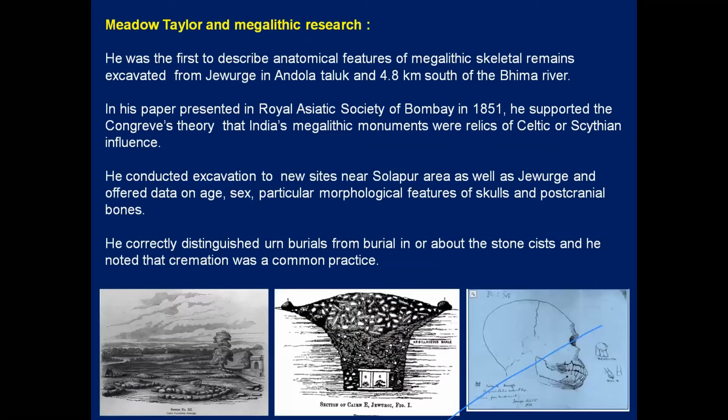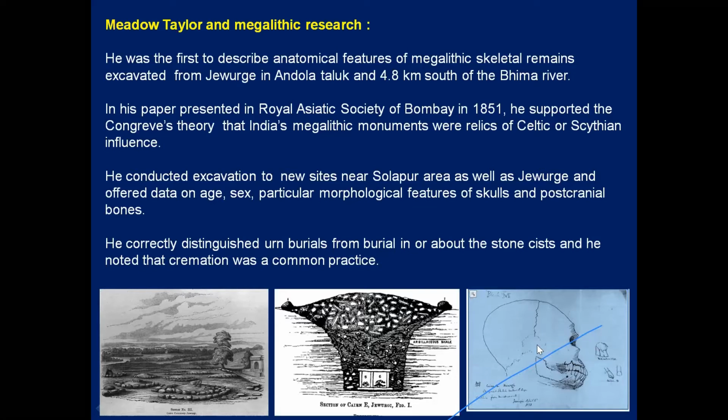So when we talk about the bioarchaeological or bioanthropological work done on the megalithic, Meadows Taylor was very prominent. He excavated a site at Georgi in Maharashtra, and he was the first one who described the anatomical features. As you can see here, this is a sketch in his article, and you can see there are a lot of crane circles, and out of that he has done the section drawing here.